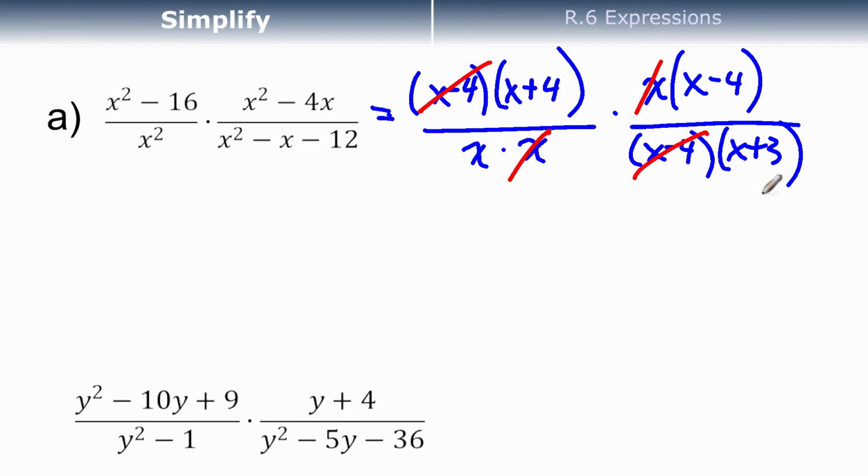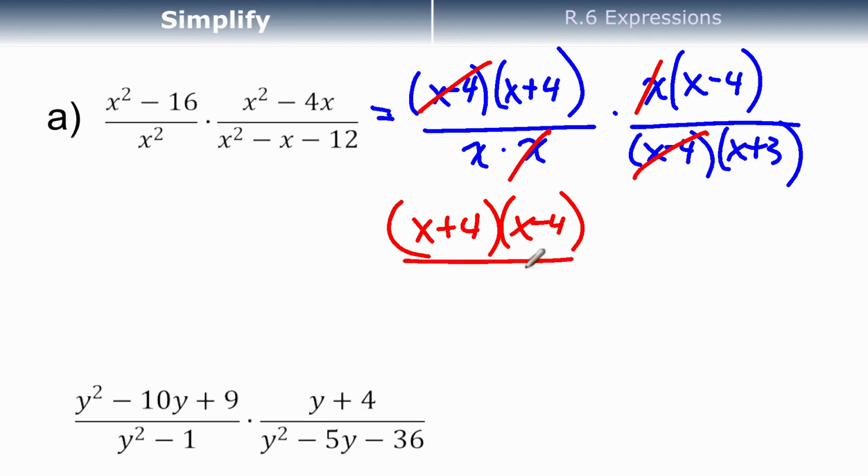Now, looking at what I have left, I don't think I have anything identical on the top and bottom that I can cancel. I can't take this x with this x because this x is not the whole factor. So I can't cancel those. So I'm going to be left with on the top x plus 4 times x minus 4, and on the bottom I'll be left with an x.